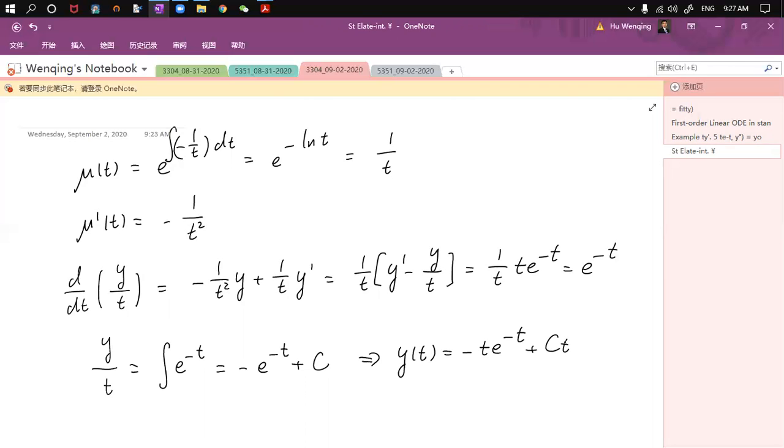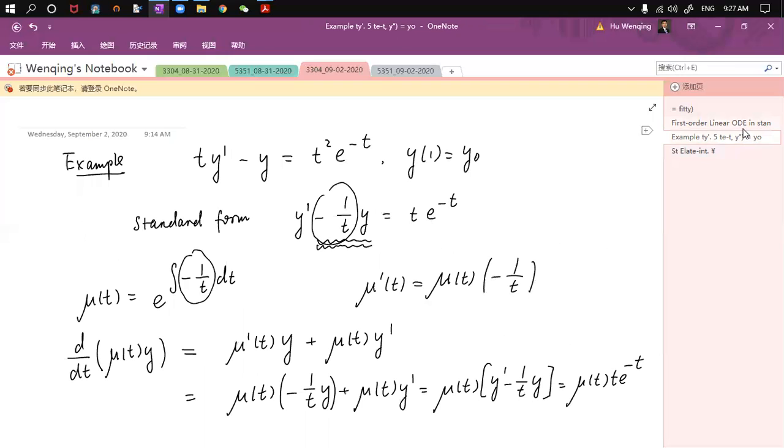So you can see that the key point in this whole method is that you introduce this mu of t. Why do you need this mu of t? By this general analysis, as long as mu of t is raised by the standard form, you take the coefficient integrated, mu prime of t must be related to mu of t by the factor, which is just the coefficient in the standard form.